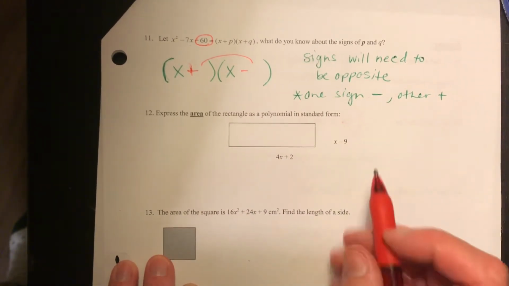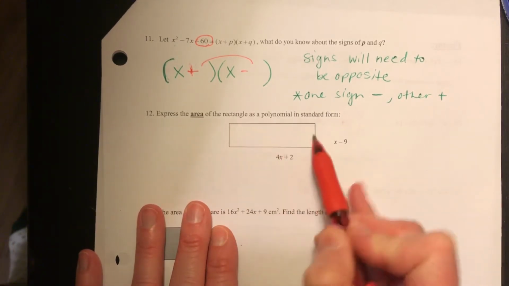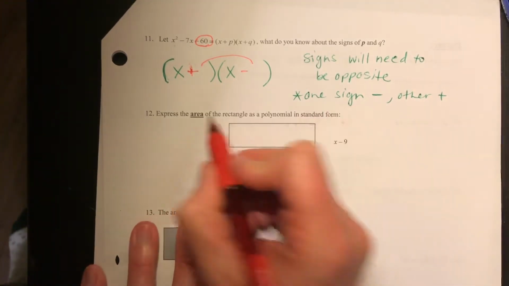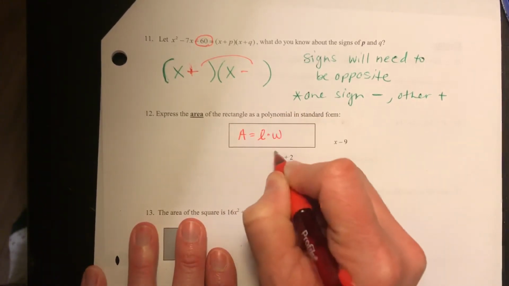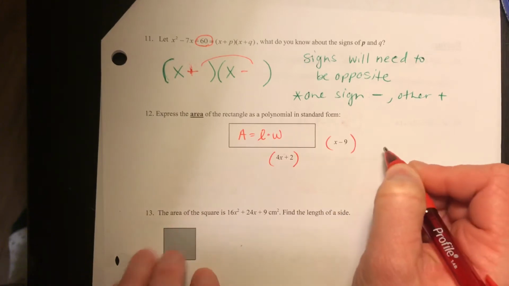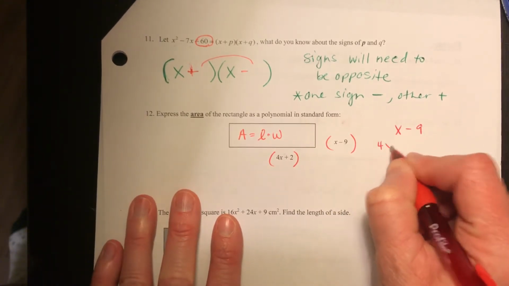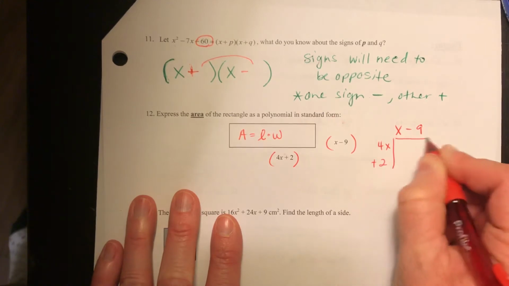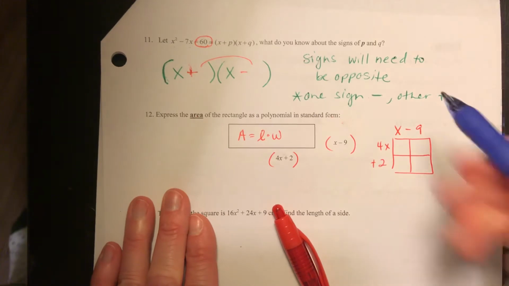For number 12, the question says, express the area of this rectangle in standard form. Now, area of a rectangle is equal to your length times width. So I'm going to take my length times my width. And for this question, I'm actually going to do my box method to multiply. And when I get my polynomial, if I have any like terms to combine, I'll do that.